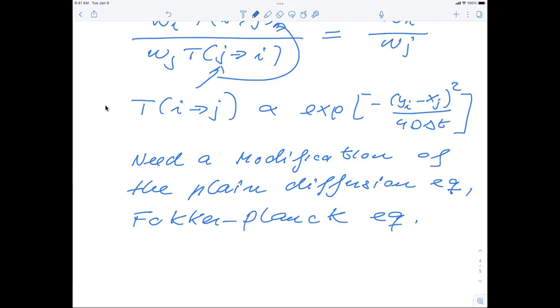So what you will see now is that this transition probability, this T of i to j, is going to be pretty similar to what you have here, but you will have a modification. And that modification is going to be given by the gradient of the trial wave function. That is going to link the way we jump in space with the starting point, and our starting point is the trial wave function, because that defines the quantum mechanical probability distribution.